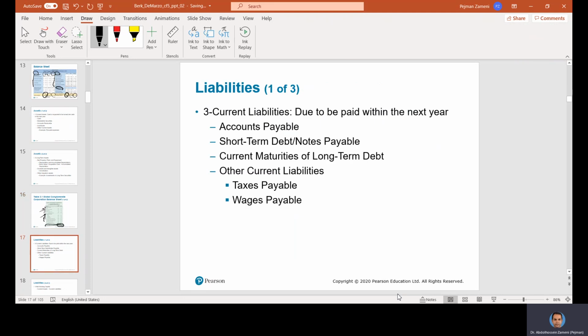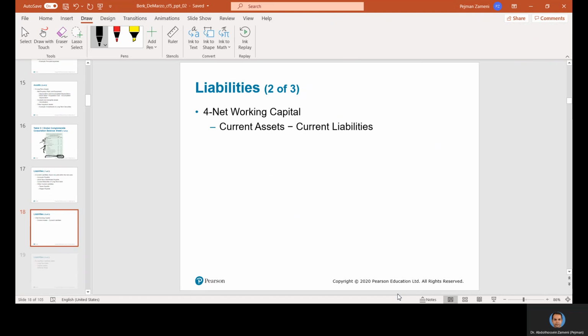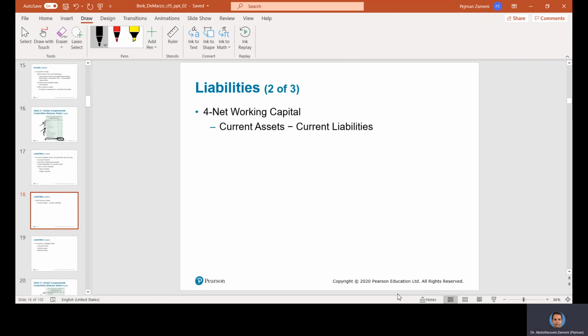Okay, on the right-hand side, one of the elements is liabilities. Current liabilities are due to be paid within the next year: accounts payable, or AP, short-term debts or notes payable, current maturities of long-term debts, and other current liabilities, which are taxes payable and wages payable. Also net working capital, considered as current assets minus current liabilities.